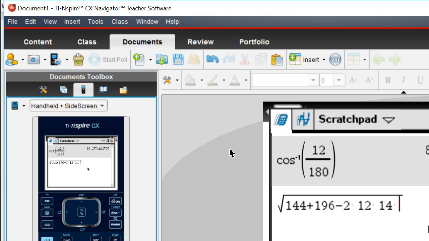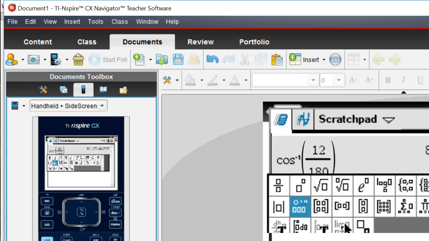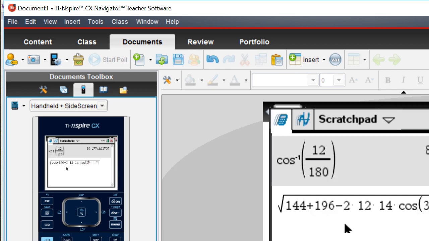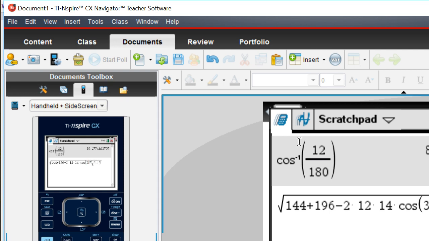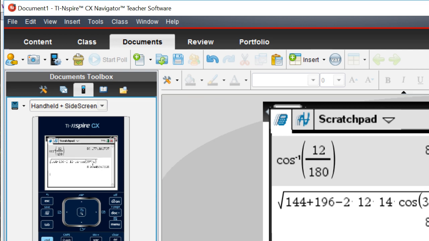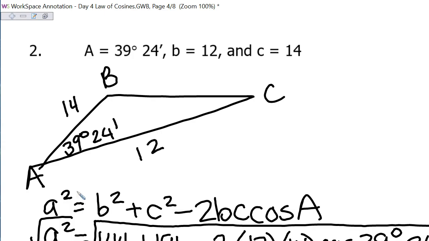Then I need cosine. And what was our angle? Oh, 39 degrees and 24 minutes. Let me do my shortcut for 39 degrees. And then we have 24 minutes. Student: How do you convert it from, like, minutes to seconds? We'll do the converting here in just a moment when we get there. Okay, so to the nearest tenth, what would that be? 9. Okay, so A is approximately 9.